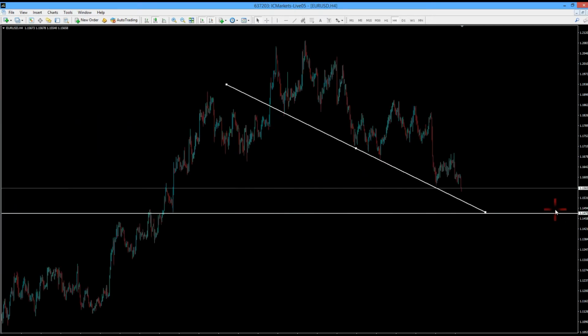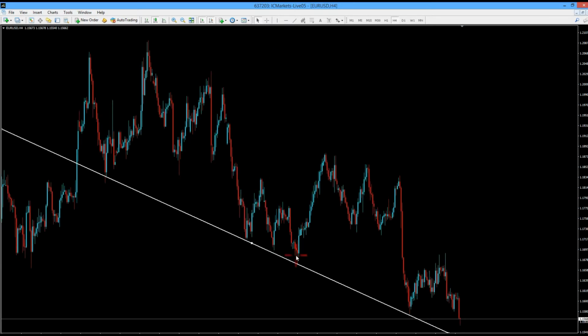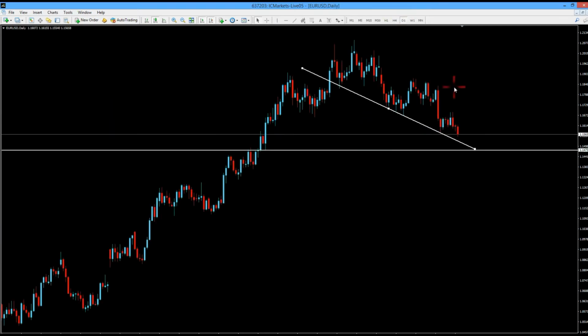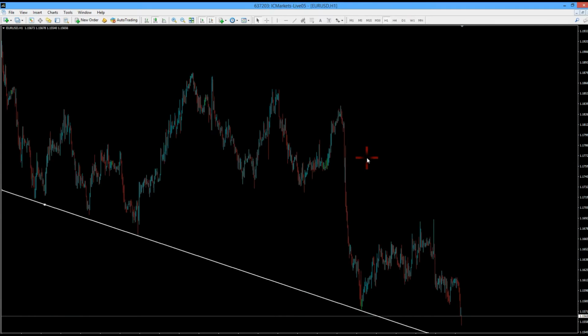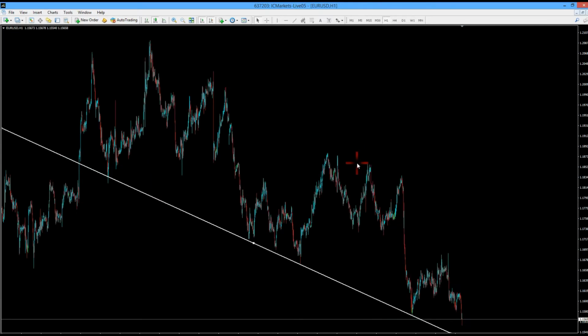You should always do that. So as you can see, it's not touching the candlesticks. Here it's touching better. So try to adjust the line when you draw it. You can start by drawing it on the daily or weekly and then go down and adjust it on 4-hour and hourly time frames so that it touches the candles better, for example here.